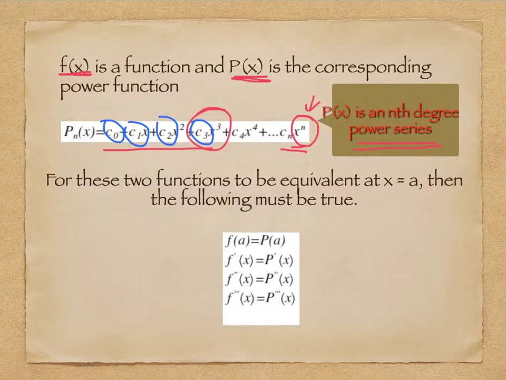So let's say that we want these two functions to be equivalent. If f of x and p sub n of x are supposed to be equivalent, then the first thing that should be true is that if we pick some value x equals a, then if I put a into f, I should get the same answer if I put a into p. If I take their derivatives, they should have the same value. So f prime of a should be equal to p prime of a. Their second derivatives would be the same, their third derivatives, and so on. So I could continue that process on.